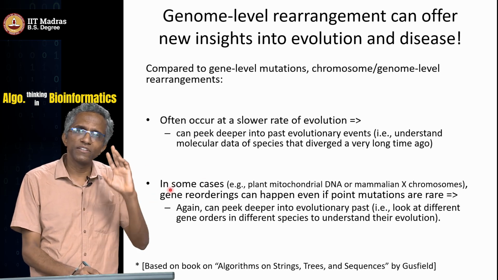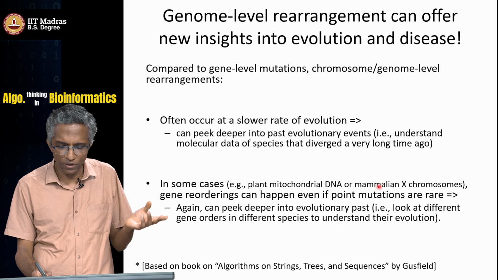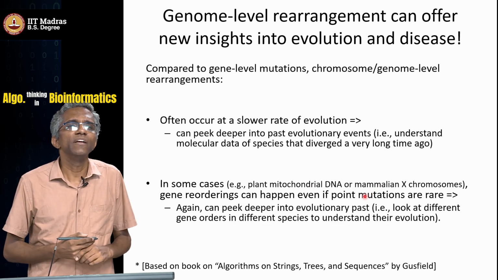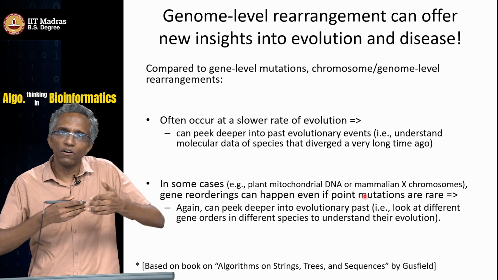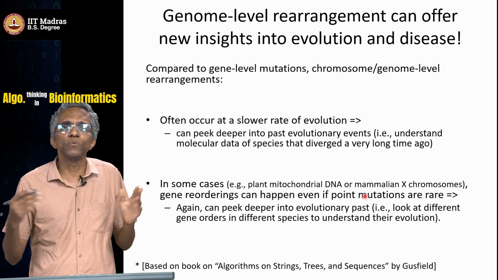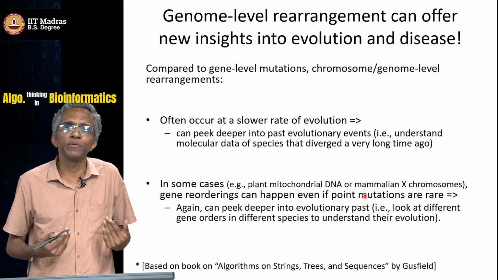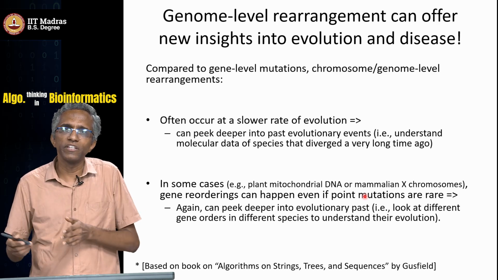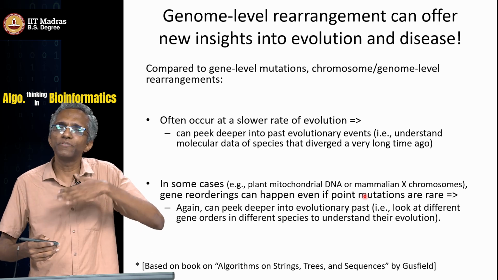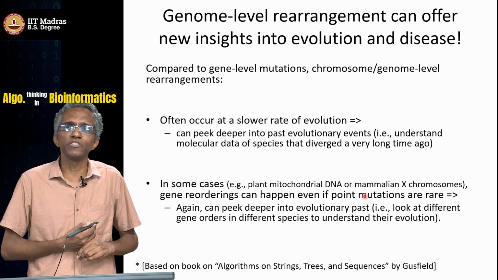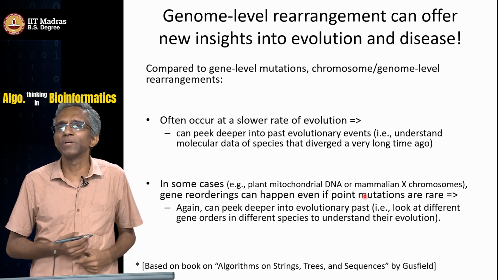On the other hand, in the opposite end, there are some cases, for example plant mitochondrial DNA or mammalian X chromosomes, where gene reorderings can happen. The order of genes along a genome may be, in one genome, gene 1, gene 2, gene 3. In another genome it may not be 1, 2, 3, but the second gene may be first, so it may be gene 2, gene 1 and gene 3. There may be different orderings of the same genes in two different species, and that can happen even if point mutations are happening rarely.